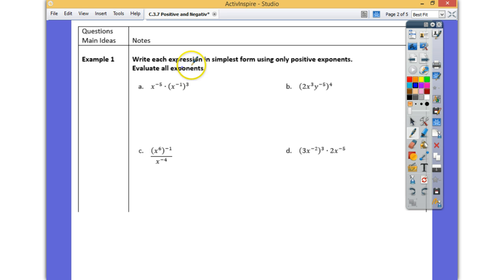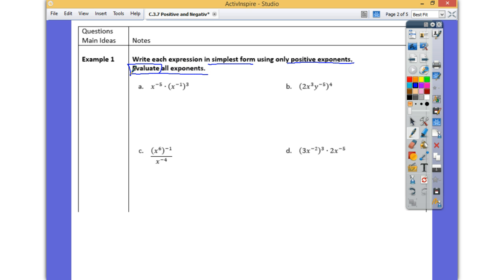It says write each expression in simplest form using only positive exponents. And then it says evaluate all exponents. What does evaluate mean? Solve it, or give an answer, right?